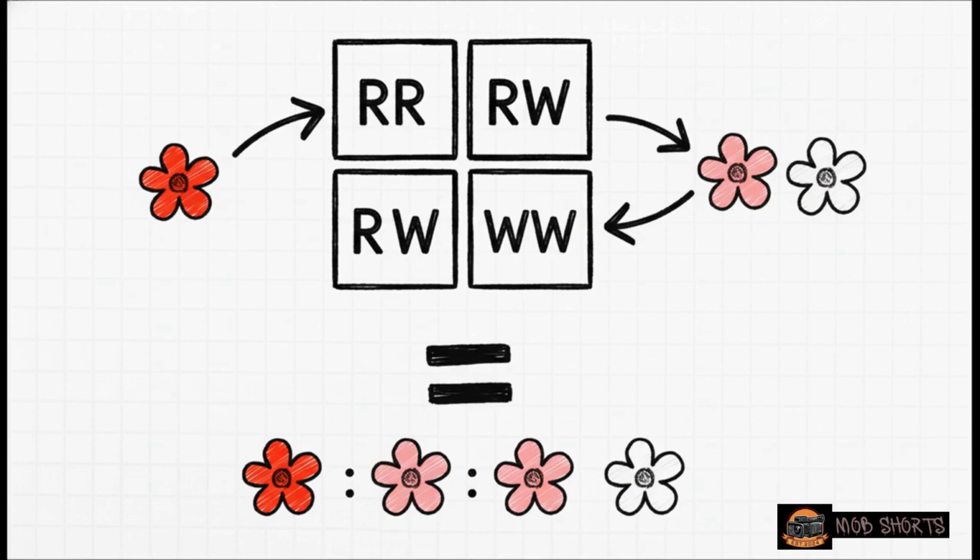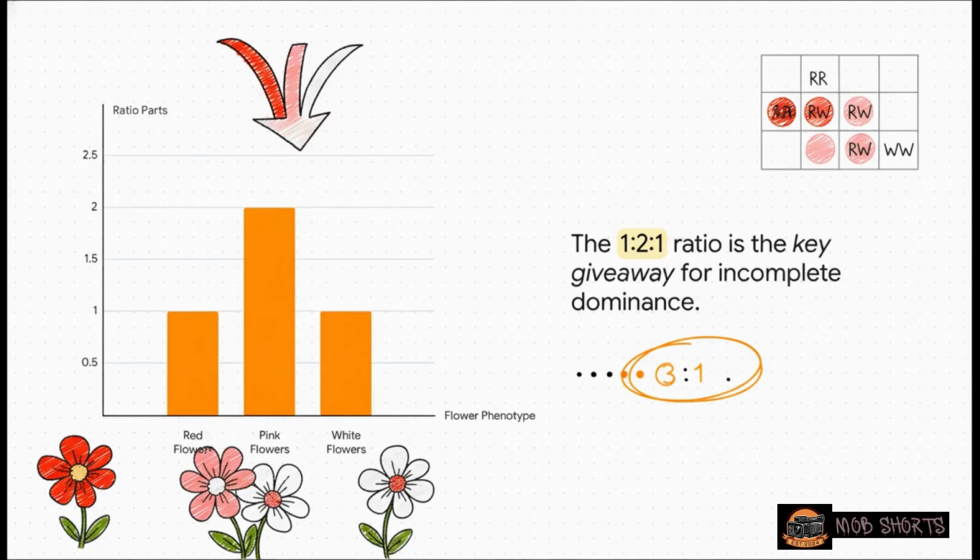And here it is, the single most important clue you will ever get for this topic. In incomplete dominance, the genotypic ratio and the phenotypic ratio are exactly the same, 1 to 2 to 1. And here's a great way to visualize that. You can clearly see 1 part red, 2 parts pink, and 1 part white.